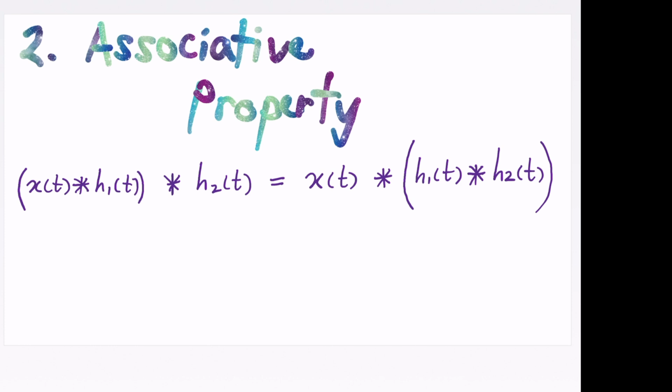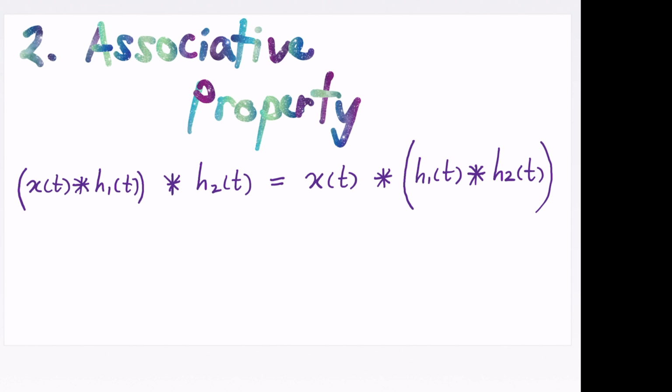At the right side of the equation, h1t and h2t are subjected to the first convolution. After that, the output of this convolution is subjected to the second convolution with xt.